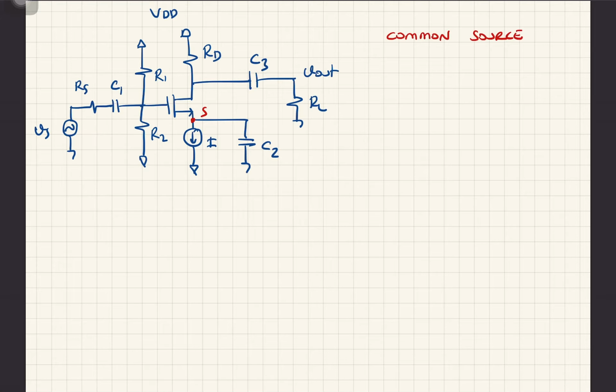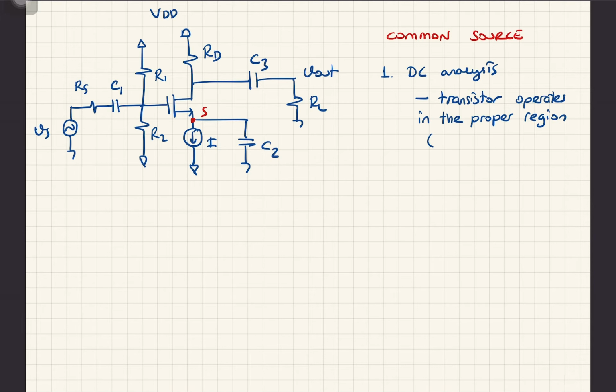So what we do is the first step is DC analysis. And why do we do DC analysis? Two reasons. First, we have to show that the transistor operates in the proper region. What does this mean for MOSFET? It should be in saturation.